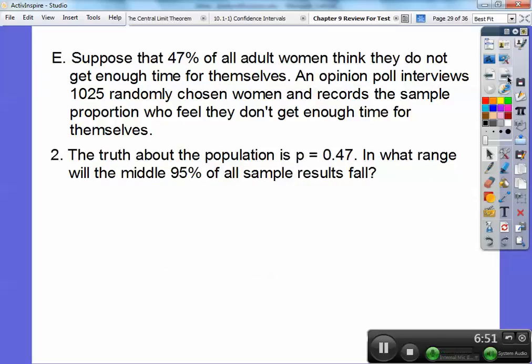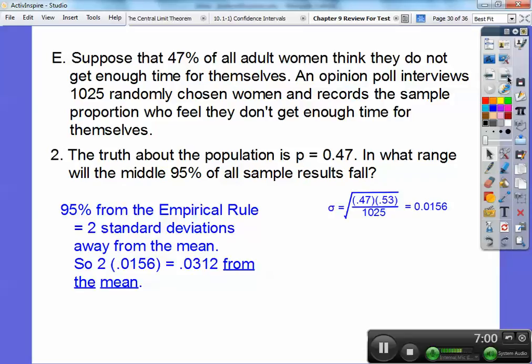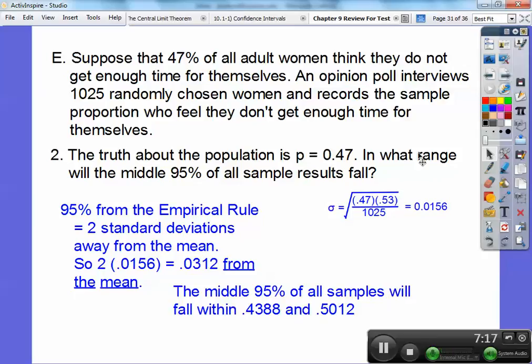Okay, the truth about the population is your proportion is 0.47. In what range will the middle 95% of all sample results fall? Well, the 95% is within 2 standard deviations. So I take that standard deviation that we calculated, I multiply that by 2, so it's going to be that much below and that much above. So I subtract that from 0.47 and then add it to 0.47. So the middle 95% will be between 0.4388 and 0.5012.